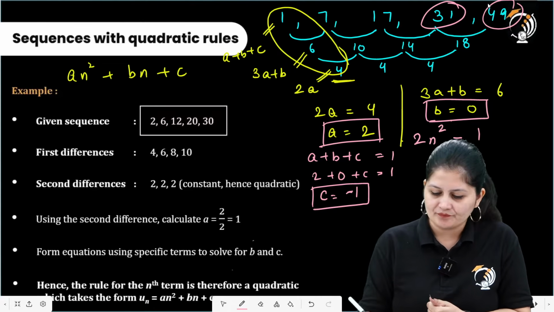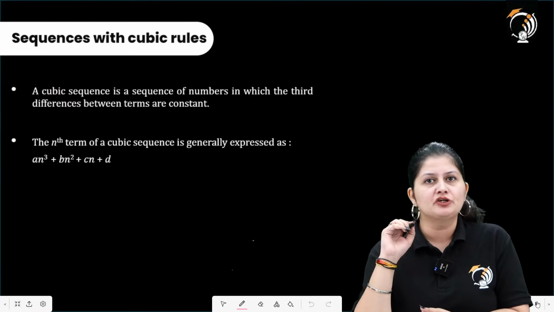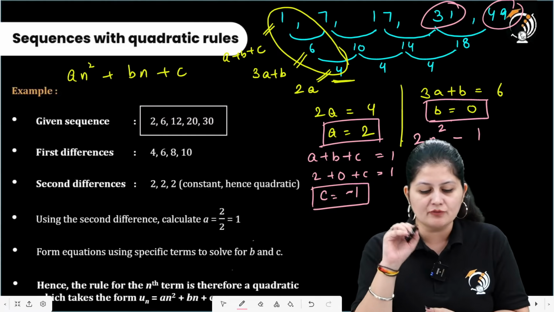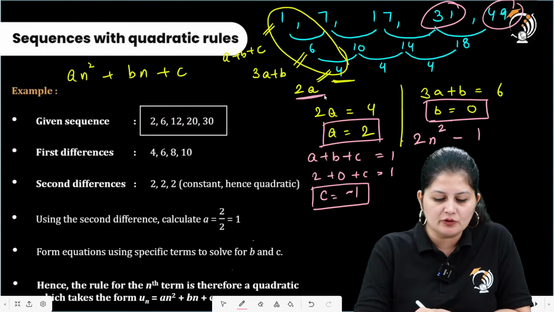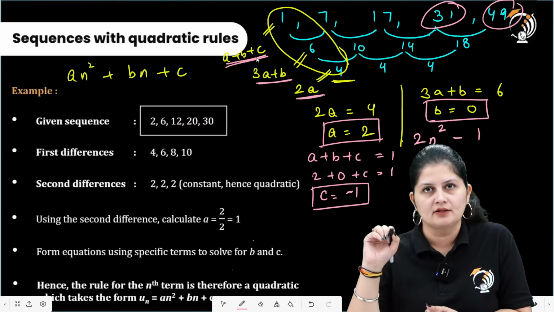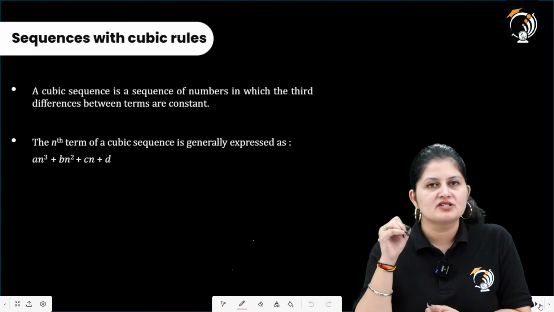Okay. Now, moving to the next type of sequence, the cubic sequence. Before that, something of utmost importance here: this is equal to 2a, this is equal to 3a plus b, and this is equal to a plus b plus c. Clear? Now, moving to the next type of sequence, which is a cubic sequence.